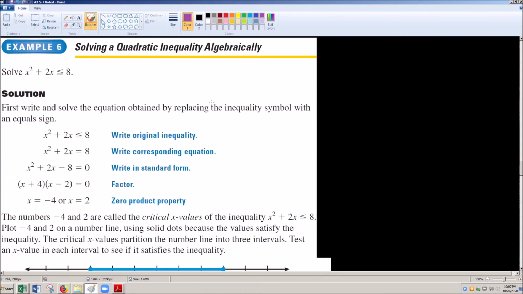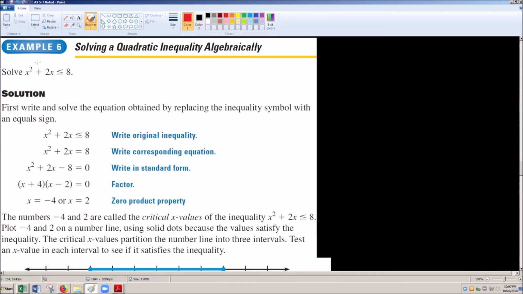For solving a quadratic inequality algebraically, we're going to do the same exact steps as we did before, except we're going to find our zeros and then test a point from there. We refer to this as a critical x value. We know that things happen at these critical x values, but we don't know exactly what happens, so we're going to use a number line for this method.